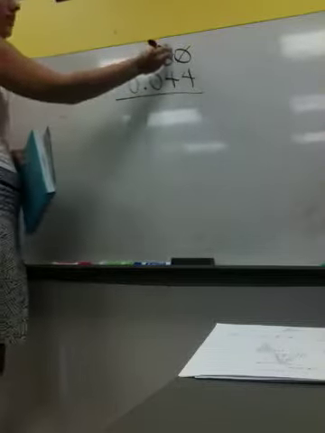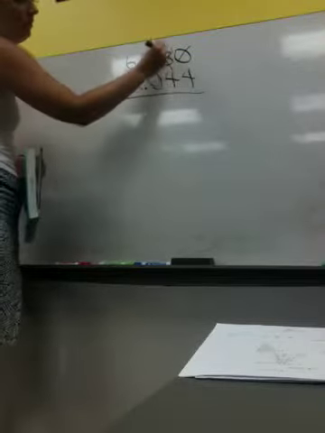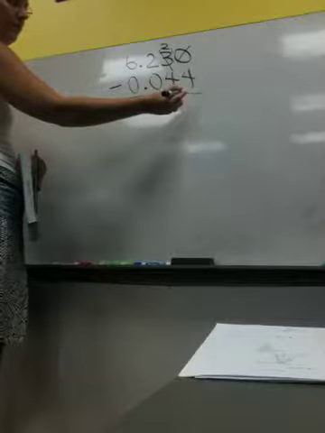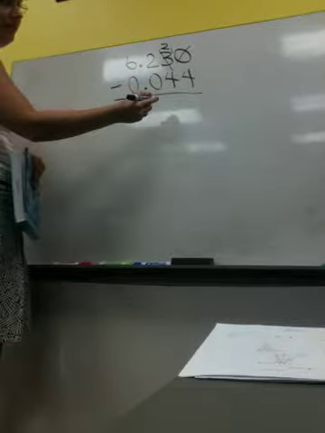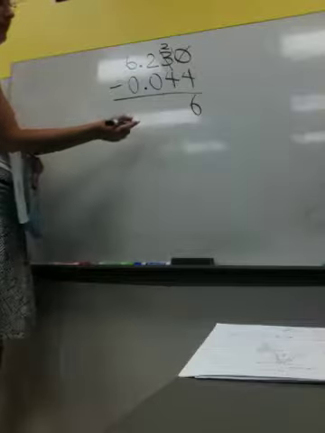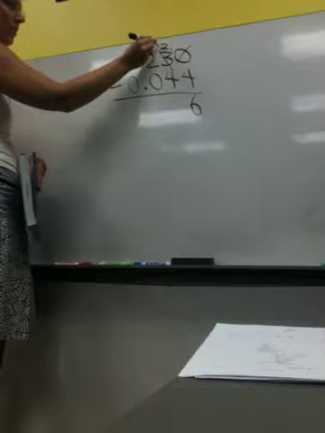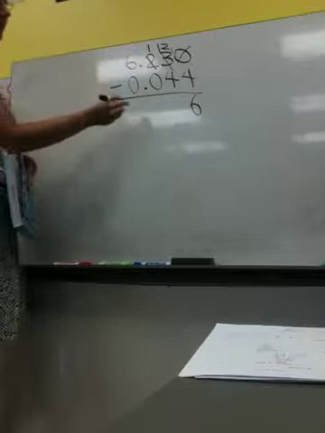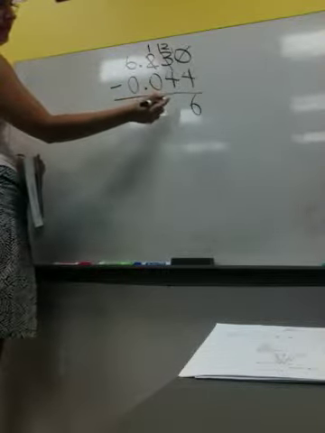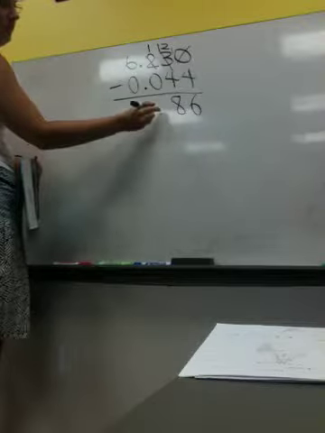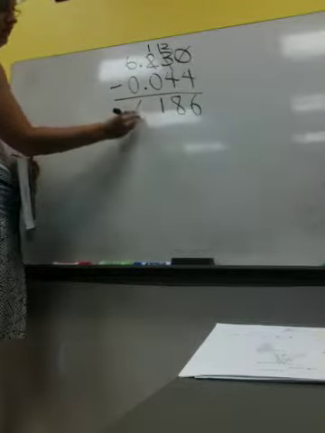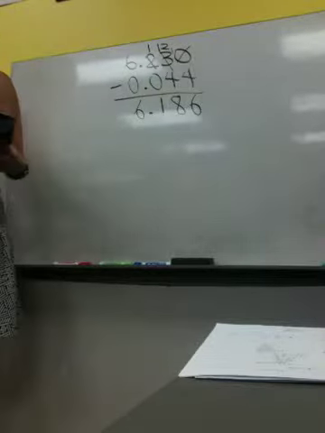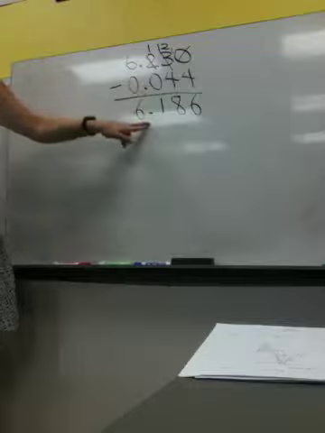Borrow. 2. 10. Okay. 6. Beautiful. Borrow. So that becomes 12, and the 2 becomes 1. Beautiful. 8. 1. 6. Point. Good. 6.186. Okay? So, we see, make sure we line up our decimal points.